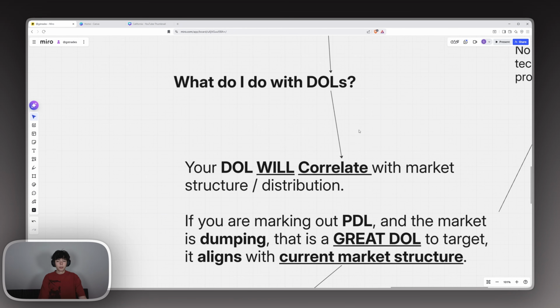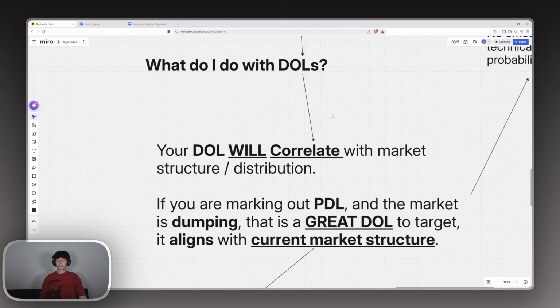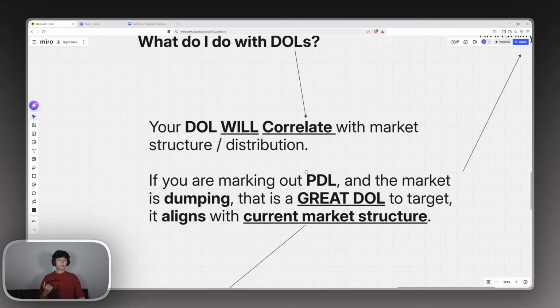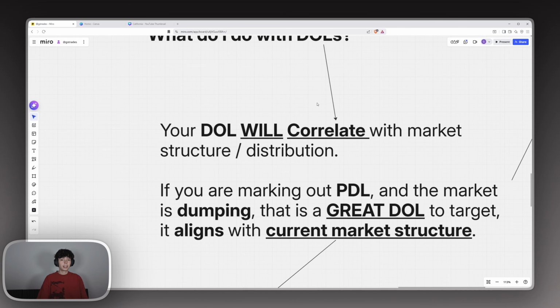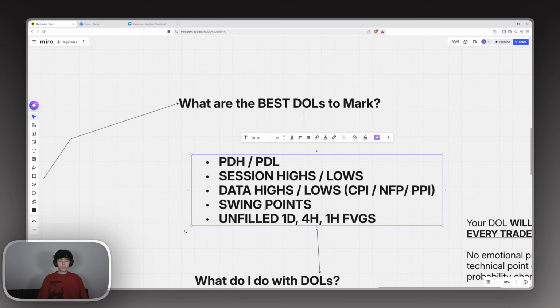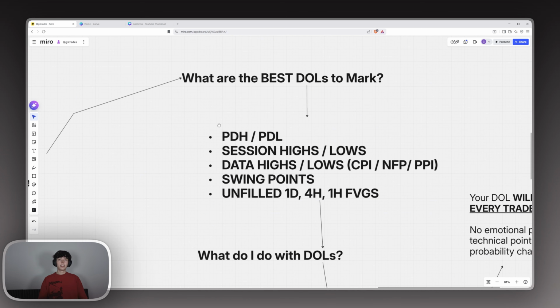So what do I do with draws on liquidity? Your draw on liquidity will correlate with market structure and distribution. So if you are marking out previous day low and the market is dumping, that's perfect, because it's dumping towards previous day low. So if it's a low, it's going to be below you. And if the market's dumping, your bias, the market structure, is aligning with your draw on liquidity. Your draw on liquidity is here, market's dumping. They align together. Now, it'd be another thing if your draw on liquidity was previous day low and the market was pumping. It's going against it, so it's not really beneficial. You need it to correlate. And if it doesn't, find a different draw on liquidity. That's why there are so many. Swing points are the most versatile because you can find so many of them. Okay.